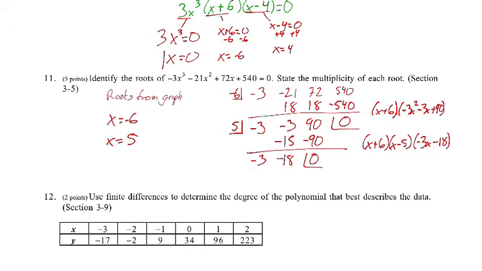So we've got our three factors. We know where that factor came from. That came from our root x equals negative 6. We know where that factor came from. That was our root x equals 5. Now we got to find the root of this factor, negative 3x minus 18. Remember, in order to find roots, we got to set it equal to 0. So let me zoom in a little more here.